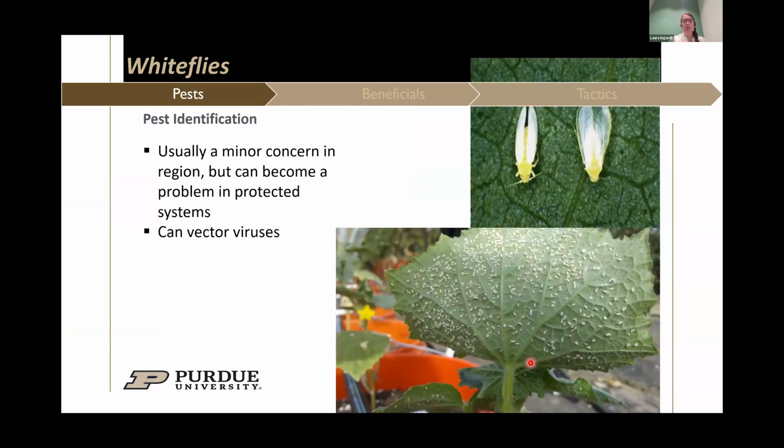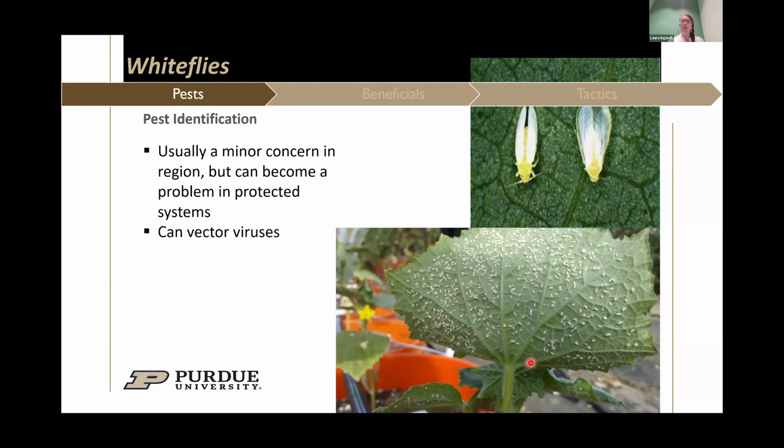The next pest is whiteflies. This one again doesn't occur very often for us, but you should be aware of it and be able to recognize it. In southern portions of the United States, they are a larger problem because of their ability to vector viruses. In our colder climates, they don't overwinter, so there's usually migrating populations that are coming up. So again, it's sort of weather dependent if they become an issue or not in our cropping systems.